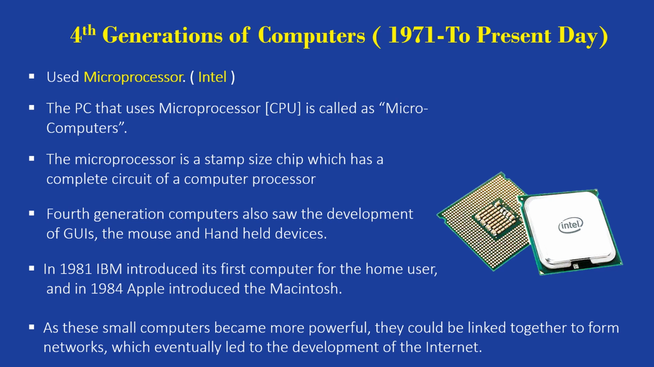The microprocessor moved even beyond the kingdom of computers and into an increasing number of everyday products. In 1981, IBM introduced its first computer for the home user, and in 1984, Apple introduced the Macintosh. As small computers became more powerful, they could be linked together to form networks, which eventually led to the development of the Internet. The other major advances during this period have been the graphical user interface, the mouse, and more recently advances in laptop capability and handheld devices.